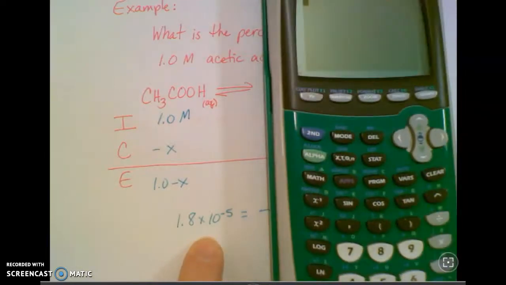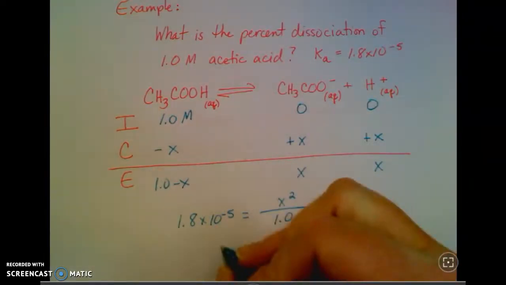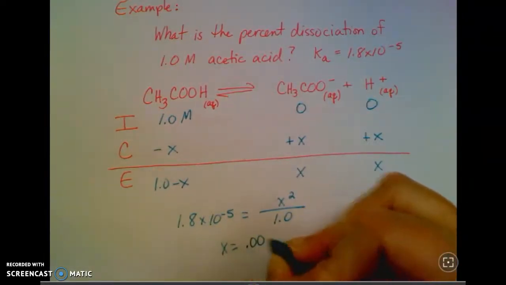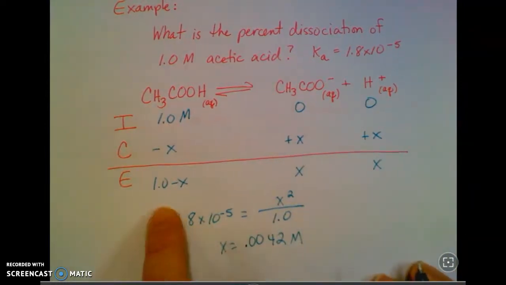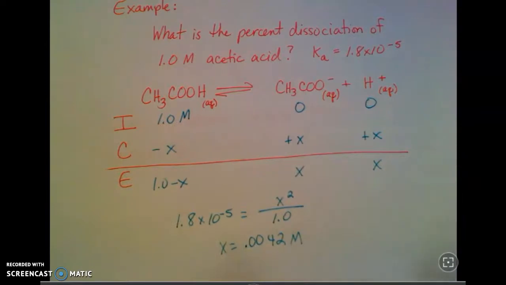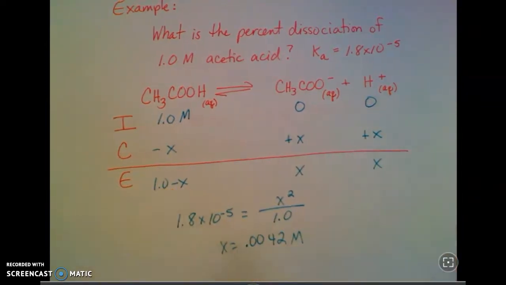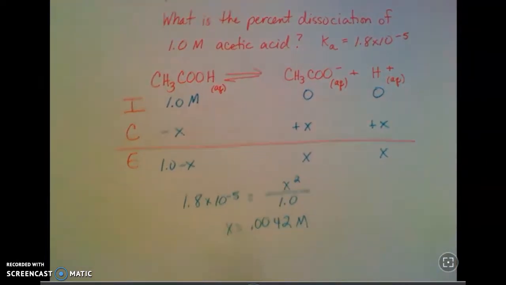So I'm just going to take the square root of 1.8 times 10 to the negative 5. And I get 0.00424. Actually 0.0042. If I look at that and my original concentration is 1, that's 0.42% of what I started with. So hint, hint, that is percent dissociation. But I don't have to worry about the X. That's just my quick check of that.